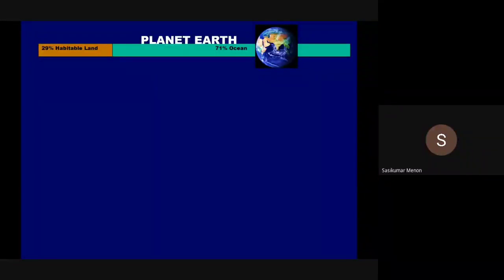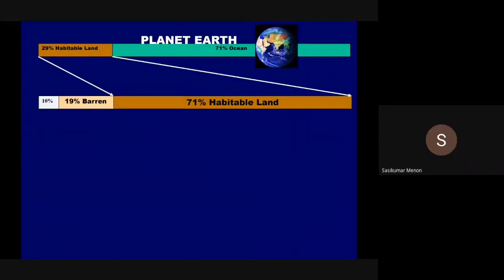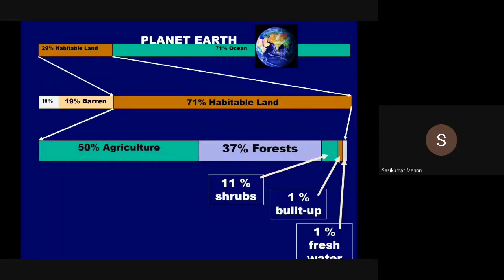We all know that we are having 30% of land, 29% to be specific, and about 71% of ocean. Now, what we are using as our resources in all these 30% of land, and what are we doing? We are having 10% locked up in ice, so we cannot go there. 19% are barren. 71% of that 30% is what we are living on and using it for our production. And how are we doing it? 50% of it we are putting in agriculture and 37% in forest. 1% is in shrubs, 1% is built up because it is our land, and then 1% is in fresh water.